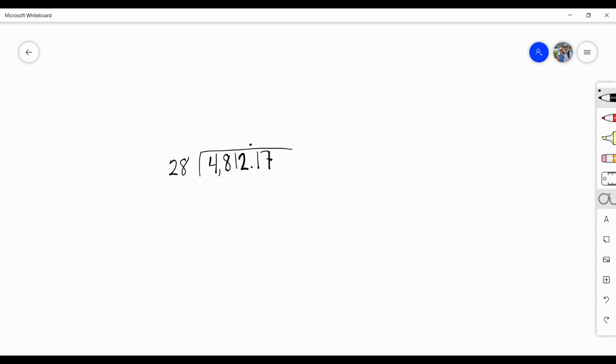First, I have to see if 28 can go into the number 4, but it can't. So I have to move to 48. And I realize that 28 can go into 48 one time. So above the 8 in 48, I write the number 1 because 28 goes into 48 one time. Now my next step is to multiply. I multiply 1 times 28. That answer is 28, so I write it down below, right here. Now I need to subtract.